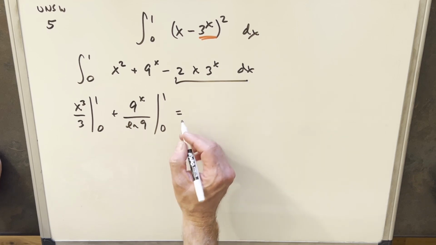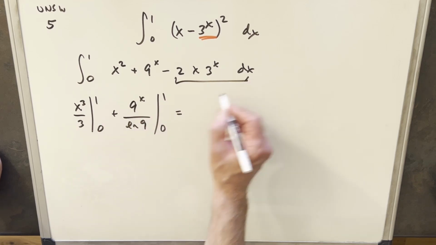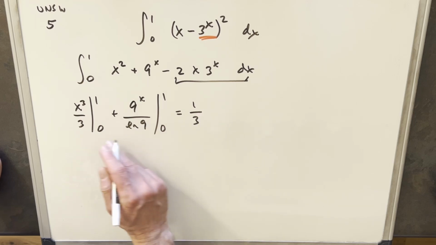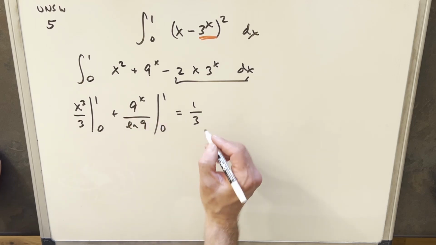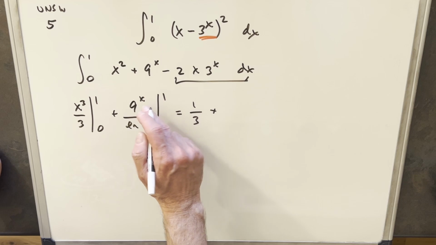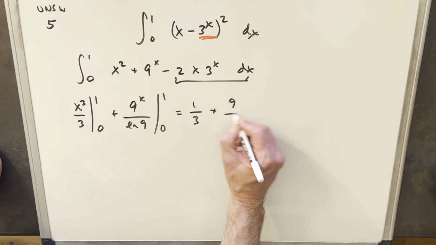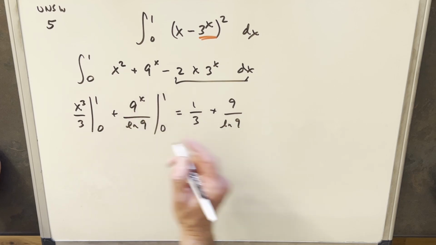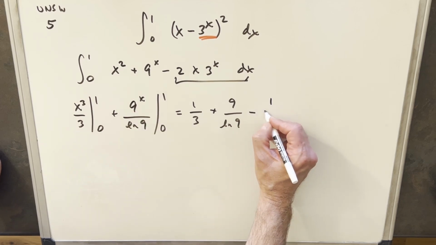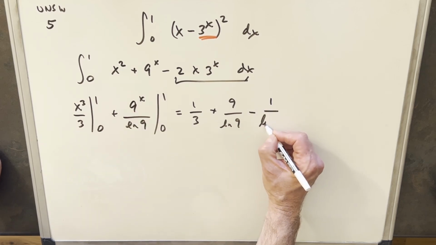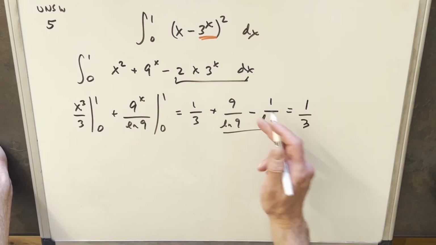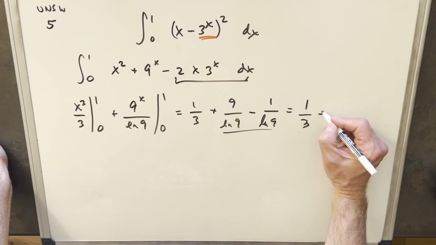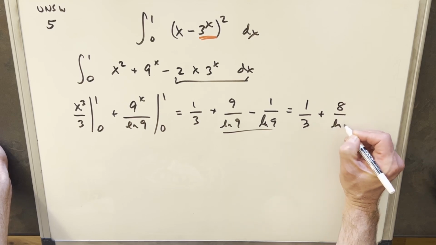We'll come back to this later, but I'm just going to evaluate this part to get it out of the way because it's easy. Plugging a 1 in here, we get 1 over 3. Plugging in 0, we get 0. Plugging a 1 in here, this is just going to be 9 over ln 9. Plugging 0 in, 9 to the 0 is 1, so we have a minus 1 over ln 9. We already have a common denominator, so 9 minus 1 over ln 9 is just plus 8 over ln 9.